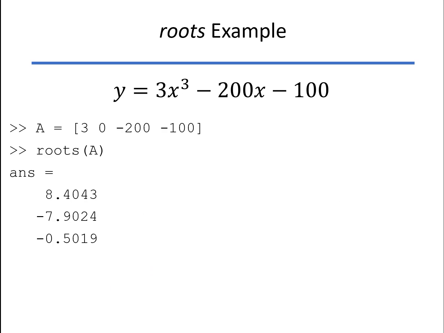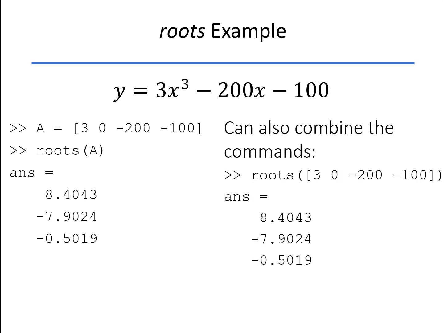And when you run that, again, the roots command will give you the 3 roots of that third-order polynomial. You can combine those 2 lines. In other words, roots of, and then the argument, again, is that array. The array is just shown in square brackets like that, and you get the same answer.